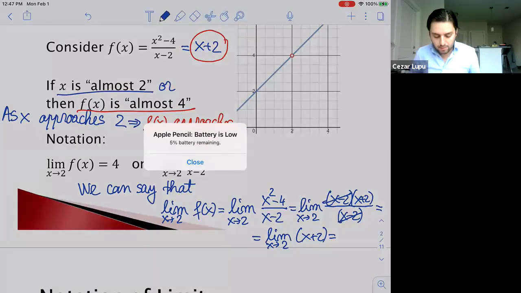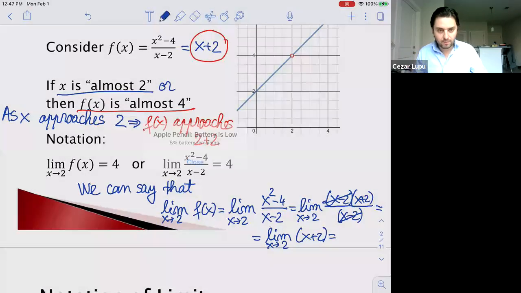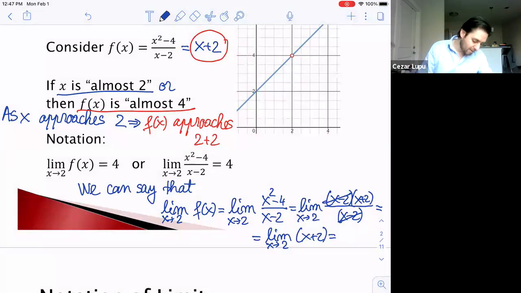what do you think? Holy moly. Oh, I forgot about charging the pen.